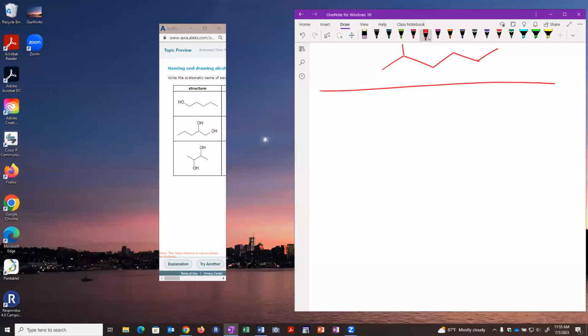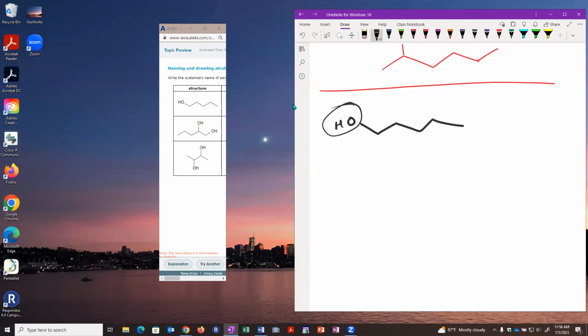All right, so now we're going to take a look at naming and drawing our alcohols. So, naming our alcohols if we are provided with the structures. So here I have, let's see, 1, 2, 3, 4, 5. We have an alcohol like this. We know it's an alcohol because it has the hydroxyl group.